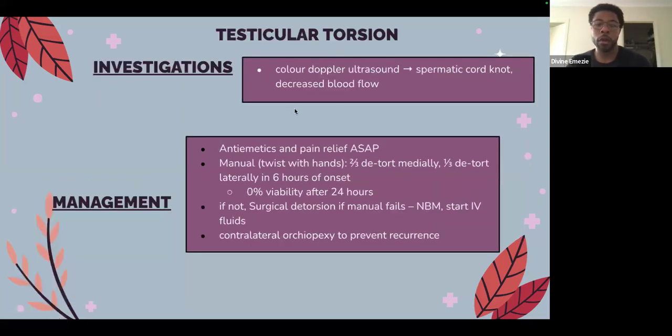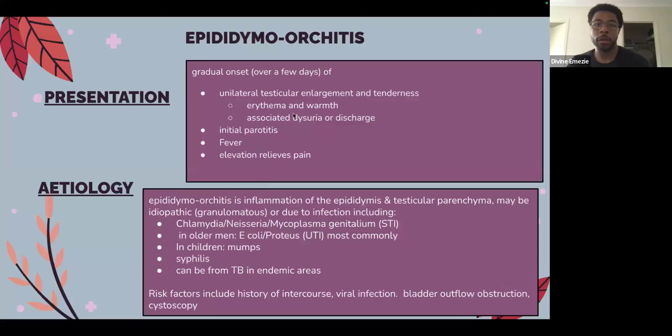Ultrasound is helpful, but really, if you think it's this, you just want to get to treatment. So you can do manual detorsion, hopefully within 6 hours of onset, since you can see the viability drastically decreases over time, so you don't have time to waste. And you do surgical detorsion if that doesn't work, and you will fix the other testis to prevent that from happening there.